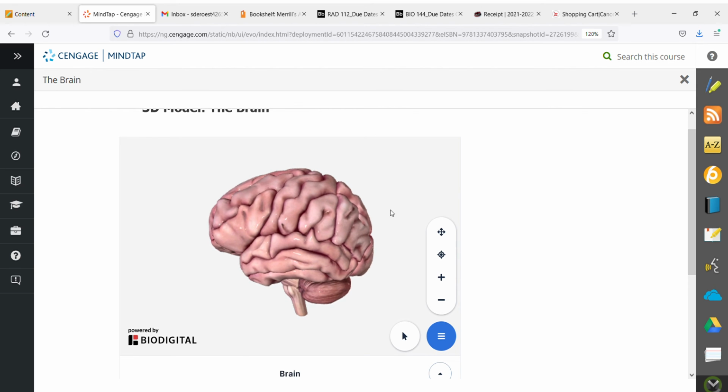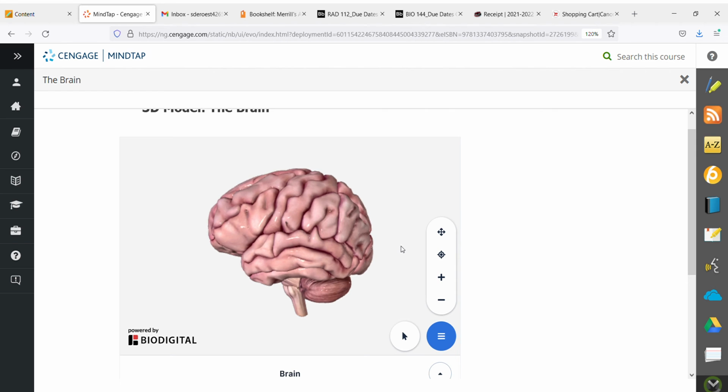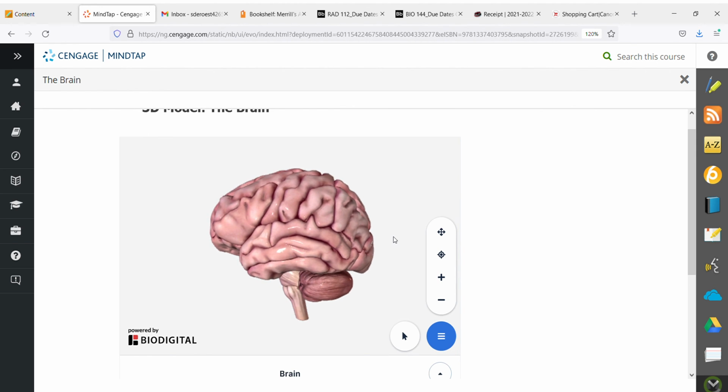And the back part of the brain, or the occipital lobe, that is where sensory input from vision is dealt with and released to the body.